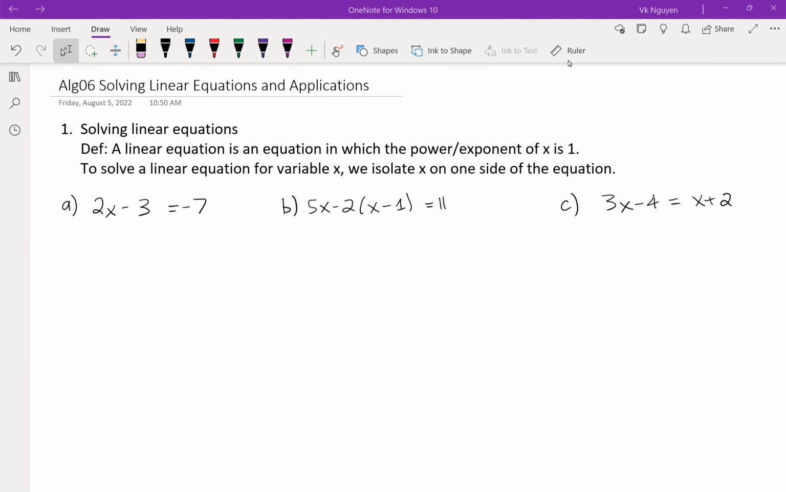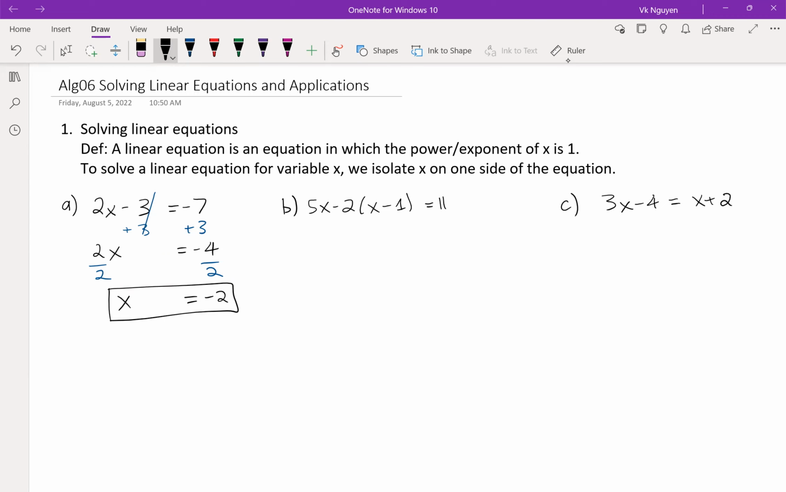First example, 2x minus 3 equals -7. First thing is we're going to add 3 on both sides. Do this and we are able to isolate the term 2x on one side. Next, divide both sides by 2. And we finally get x by itself, and x equals -2. Pretty cool, huh?